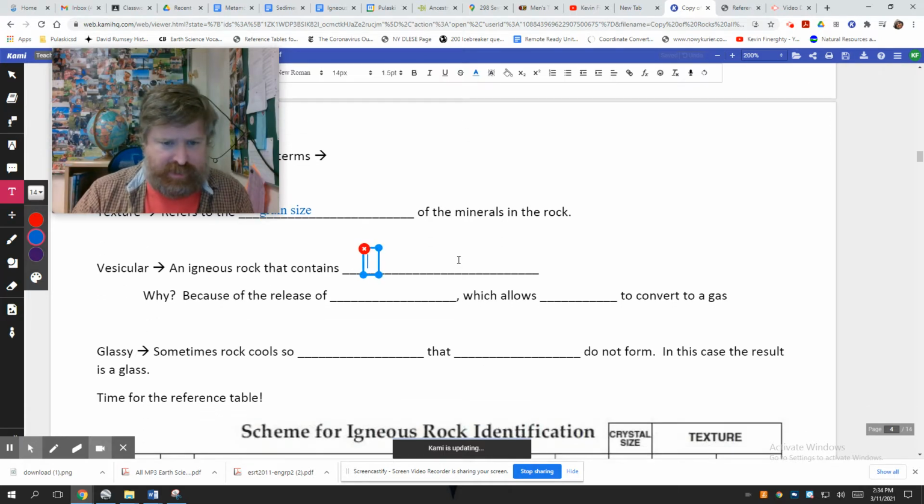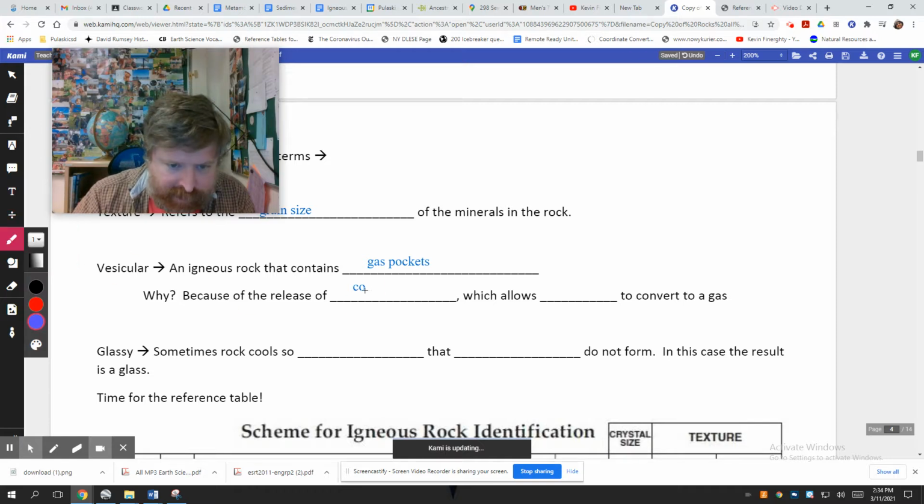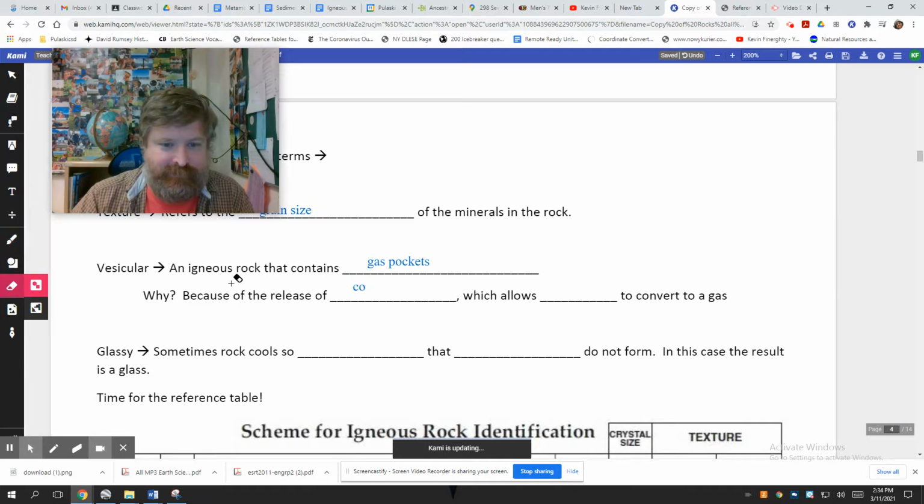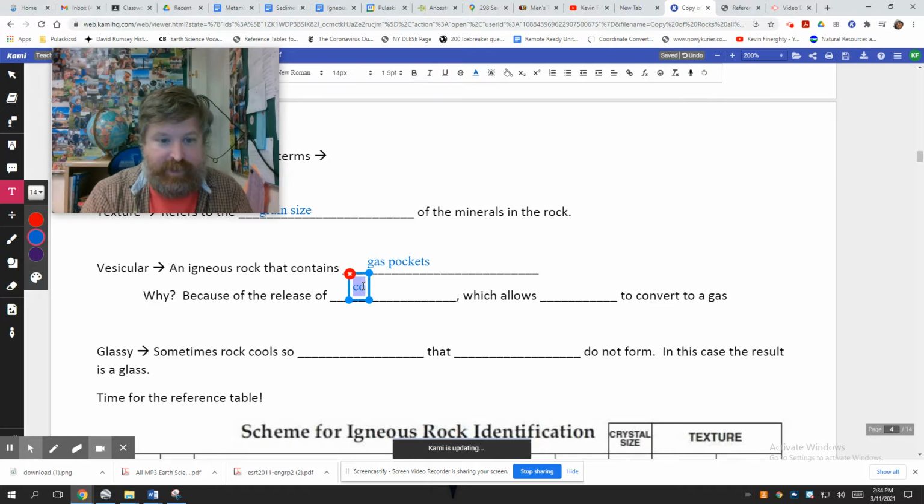Vesicular, an igneous rock that contains gas pockets. Why? Because of the release of CO2. I don't know if you want to be particular here and make sure that you do it below. In fact, that should be uppercase too, but whatever. Actually, not the way that I have it stated here. Because of the release of pressure, it allows CO2 to convert to a gas.